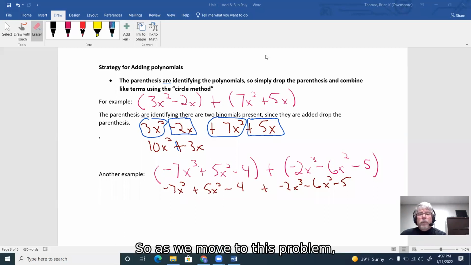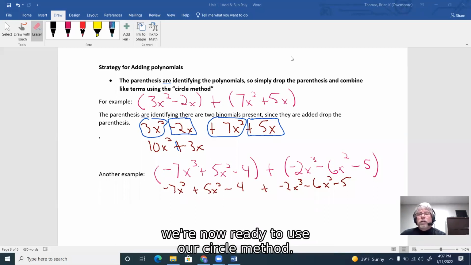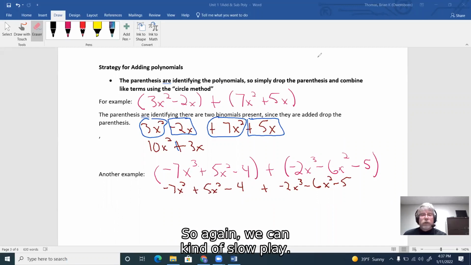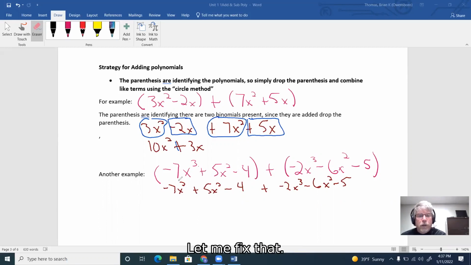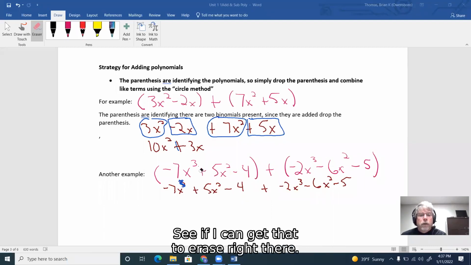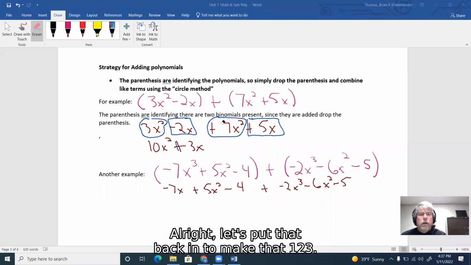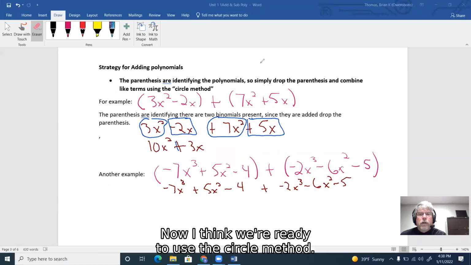So as we move through this problem, we're now ready to use our circle method. So again, we can kind of slow play this. It looks like I wrote this down wrong here. Let me fix that. That should be actually a 3. So that looks horrible. Let me use an eraser around here. Let's see if I can get that to erase right there. All right. Let's put that back in, make that a 3. Now I think we're ready to use the circle method.